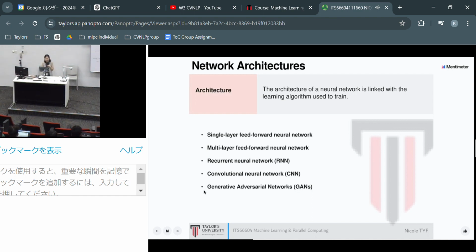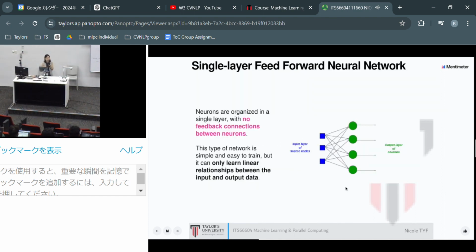So let's first start with single layer feed-forward neural network. This is the simplest type of neural network. It is not so commonly used nowadays because it doesn't have any feedback connection between the neurons, which makes it limited to only learning the linear relationship. It is not able to capture any complex relationship. But this was one of the earliest types of neural network which was available when people created neural networks.